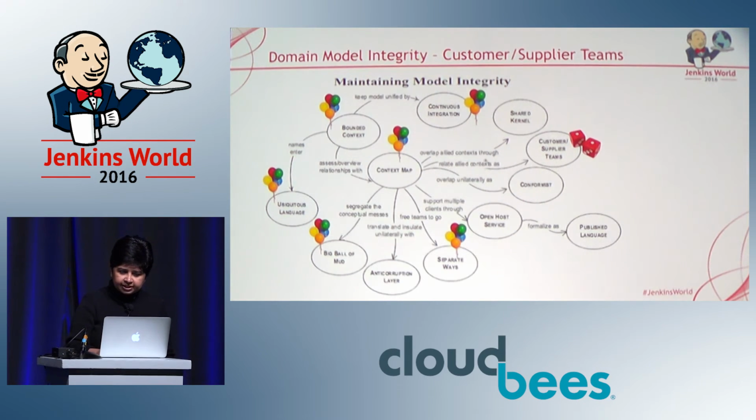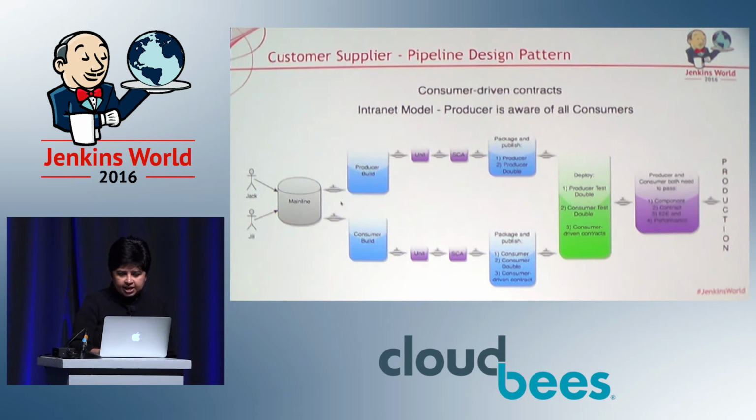Which is where we take a look at something called customer-supplier teams. This is a very popular DDD concept, which says if you have a producer pipeline coming in, and a consumer pipeline coming in, and the test between producer and consumer fails the contract, what happens? Let's assume the consumer drives the contract. When can the consumer drive the contract?